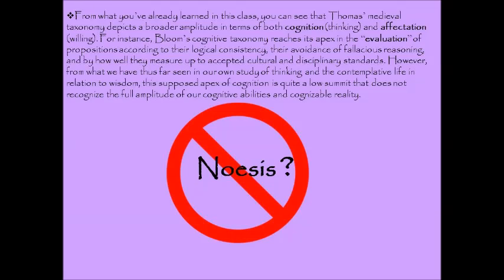However, from what we have thus far seen in our own study of thinking and the contemplative life in relation to wisdom, this supposed apex of cognition is quite a low summit that does not recognize the full amplitude of our cognitive abilities and cognizable reality. All right, so if you want to go back to the previous lecture and look at that other taxonomy that Aquinas offers us, you can compare the two.